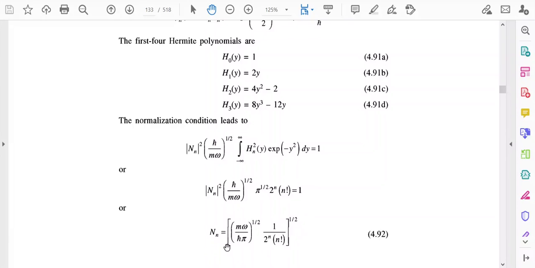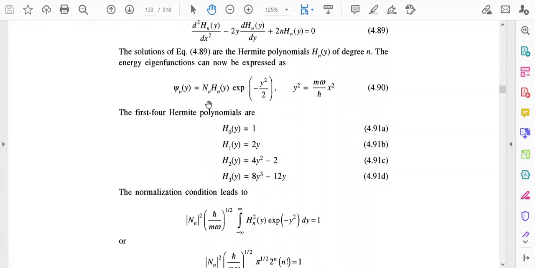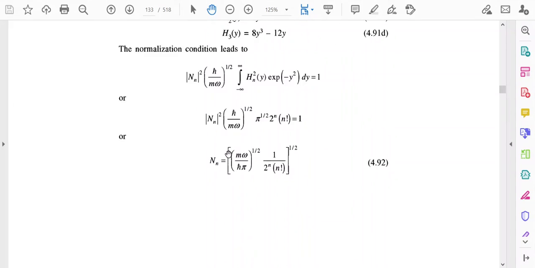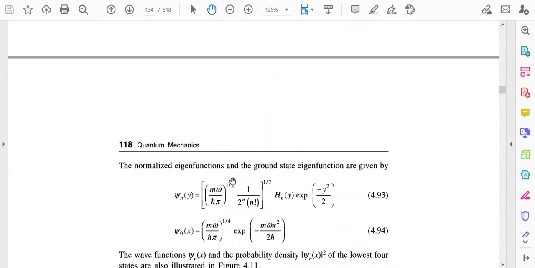We will put this value into the equation of the wave function, that is 4.90. This is the main equation of the energy eigenfunction. If we put the value, then the normalized eigenfunction will look like this. This is the normalized eigenfunction that has been described by equation 4.93.